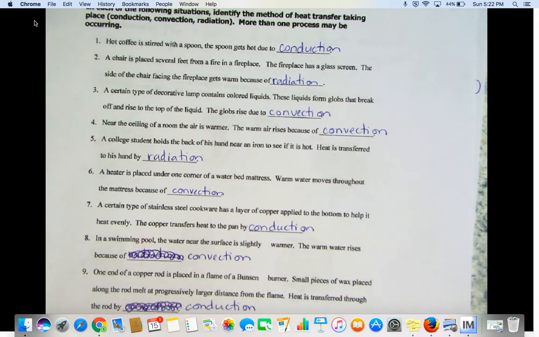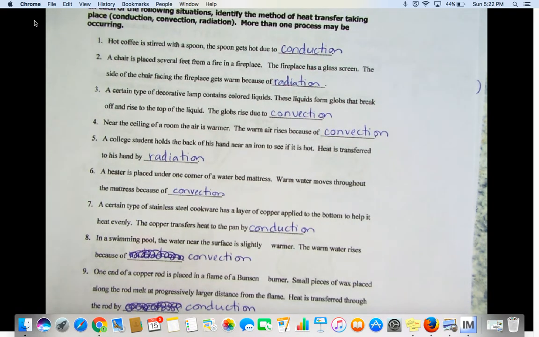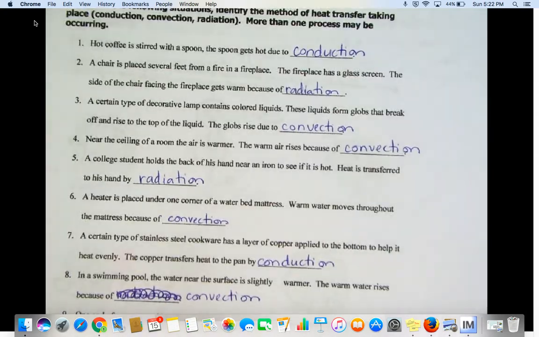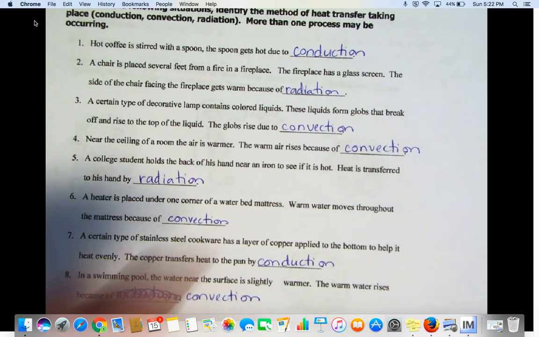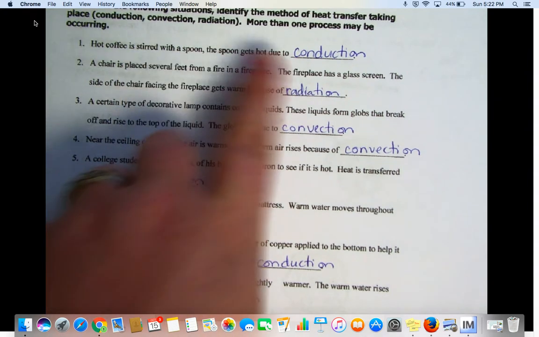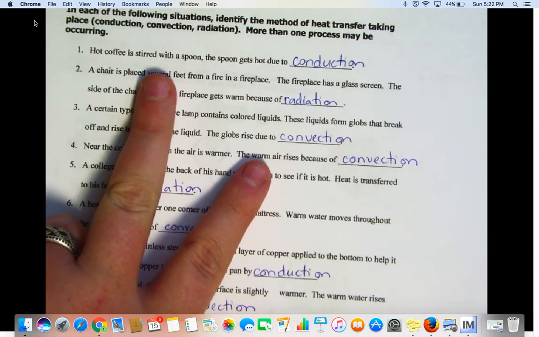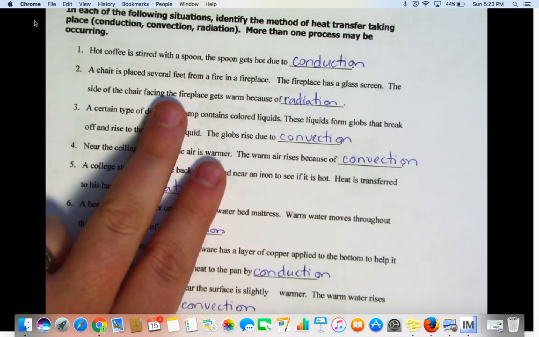All right, our next examples. Hot coffee is stirred with a spoon. The spoon gets hot due to, if I've got hot coffee and a spoon touching, I've got two things touching by direct contact, conduction. Okay?